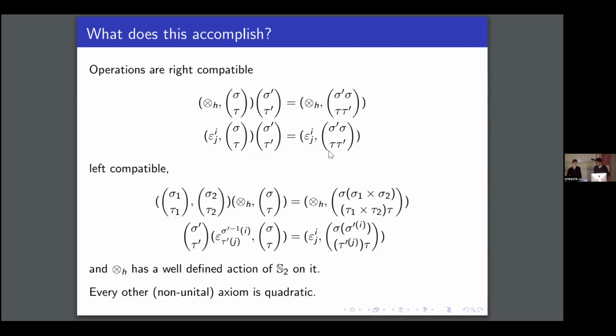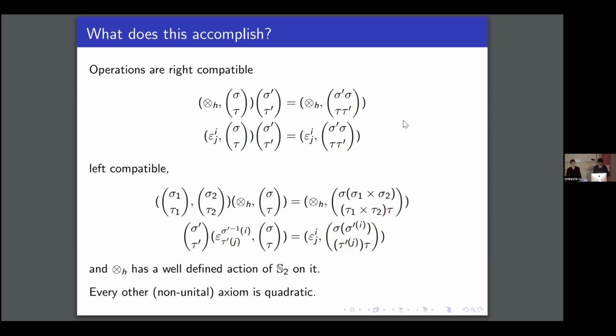That's the idea. This accomplishes the following thing. In essence, all of the axioms satisfied via this new definition are quadratic, except for the ones written down on this page. And we can interpret these axioms as follows.